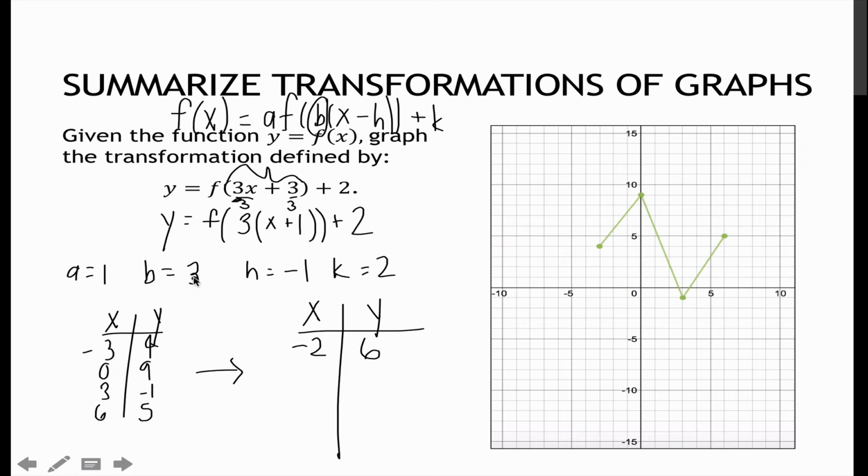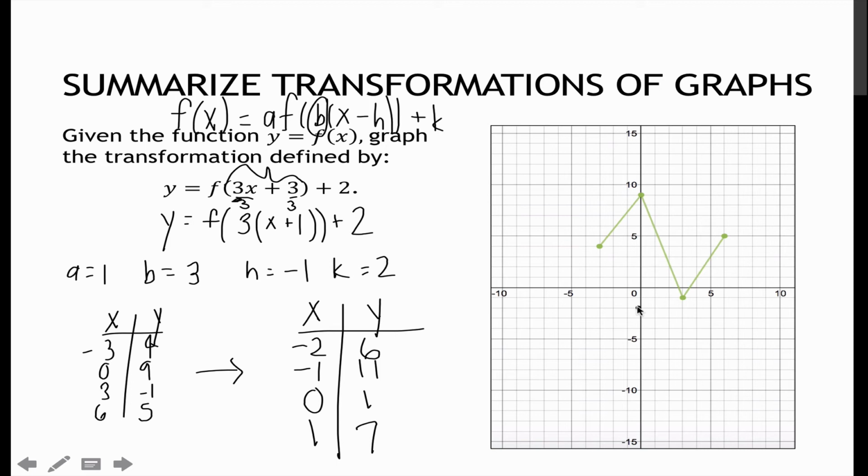0 divided by 3 is 0. Plus negative 1 is negative 1. 9 times 1 plus 2. 3 divided by 3 is 1, plus negative 1 is 0. And then negative 1 times 1 is negative 1, plus 2 is positive 1. 6 divided by 3 is 2. 2 plus negative 1 is positive 1. And then 5 times 1 is 5, plus 2 is 7.